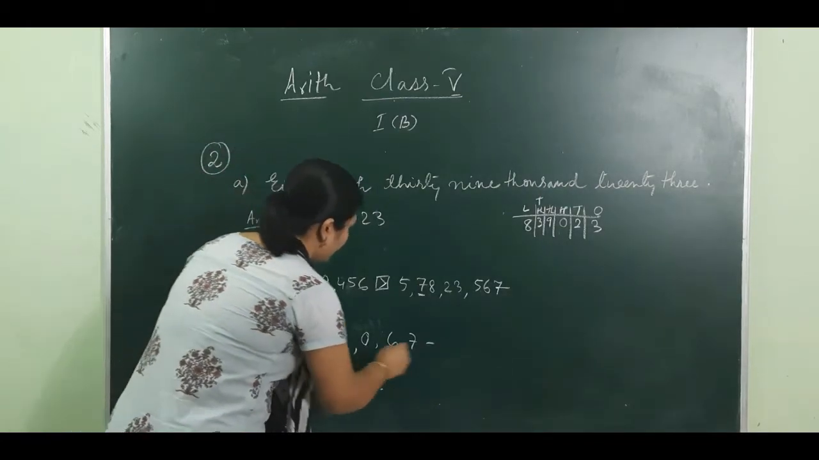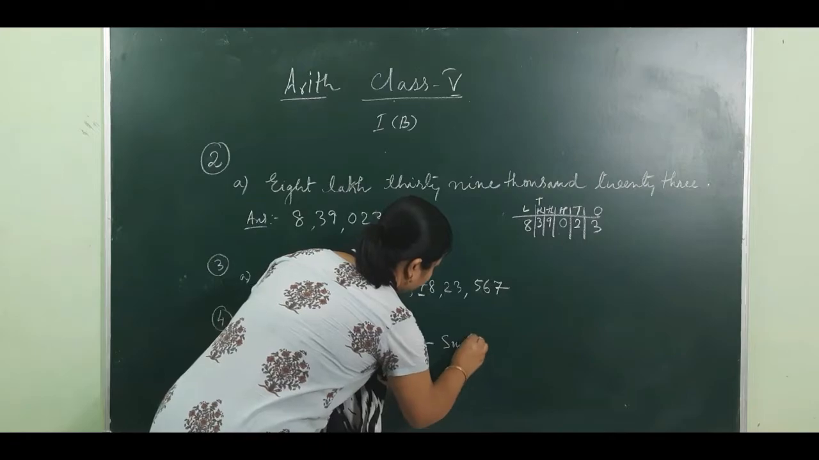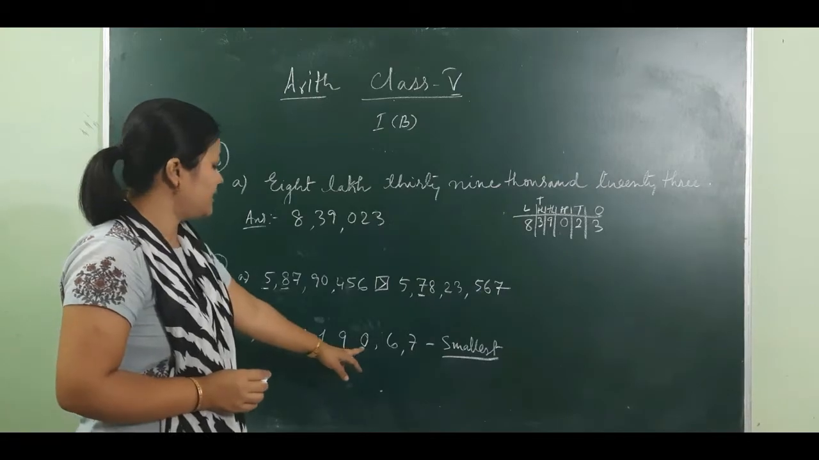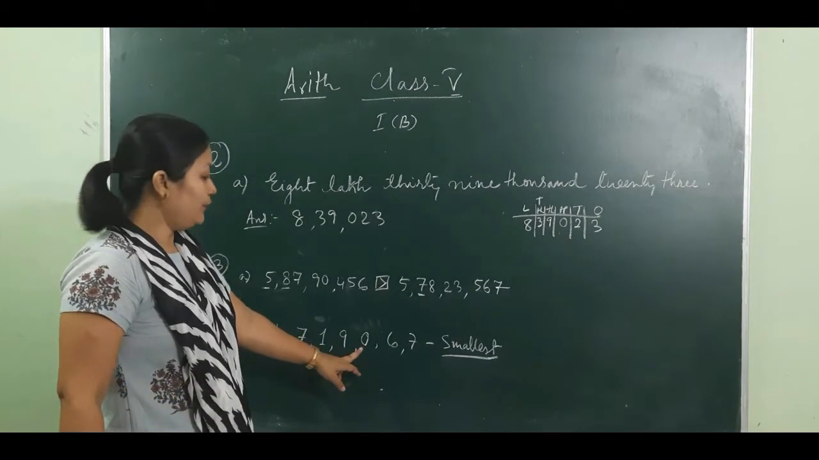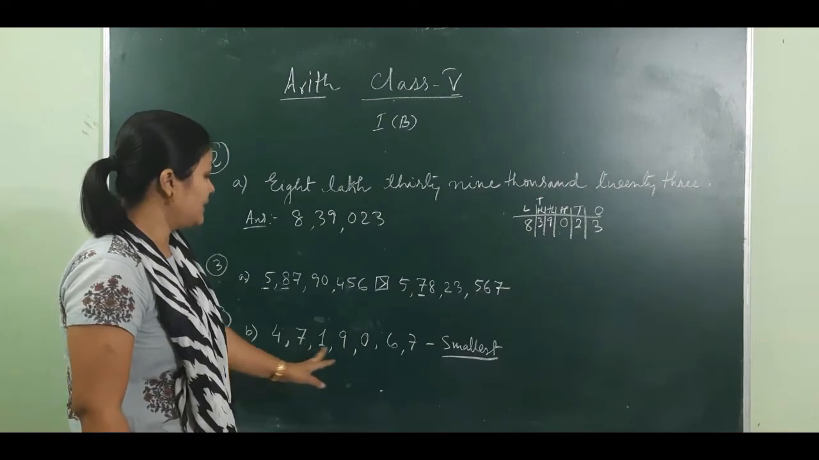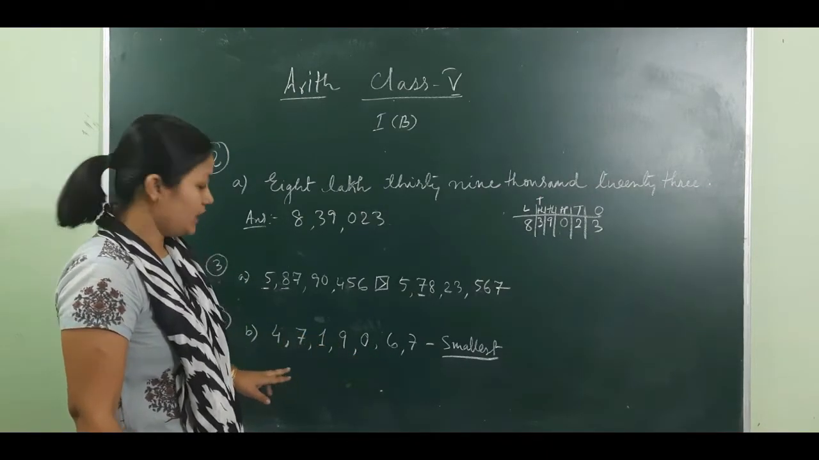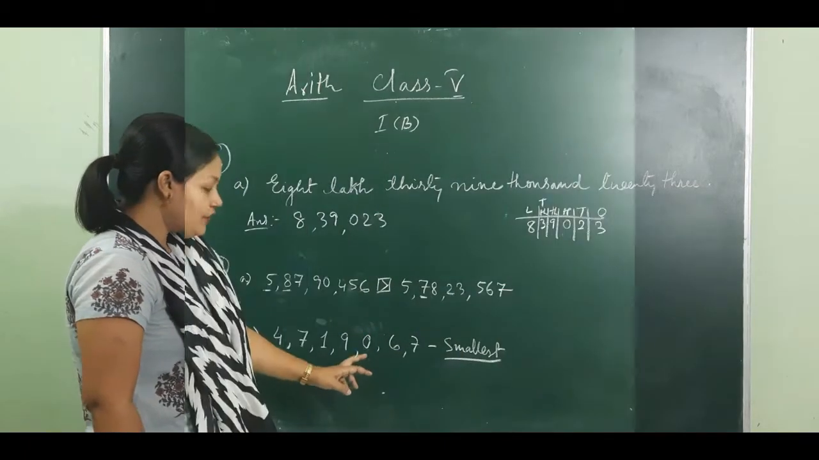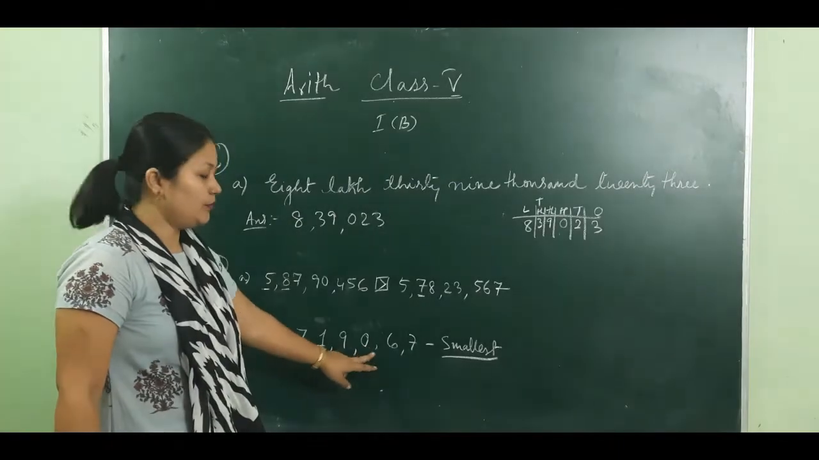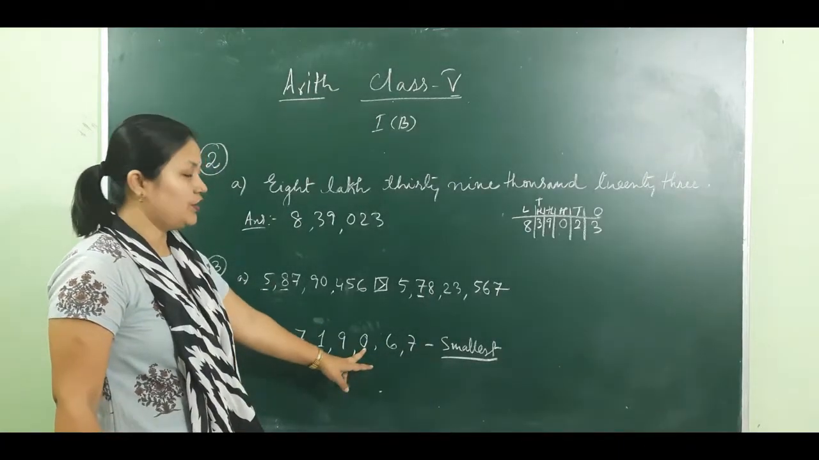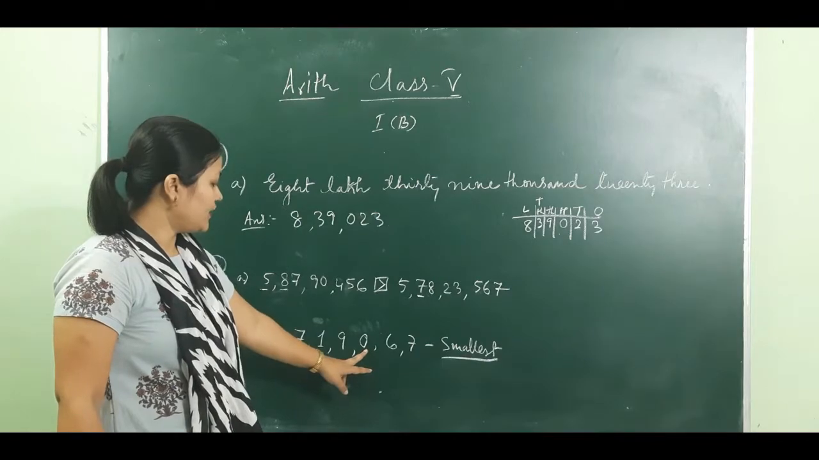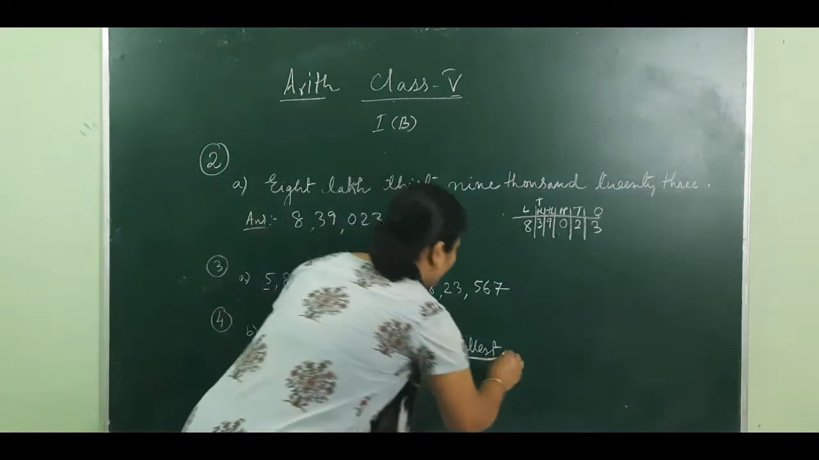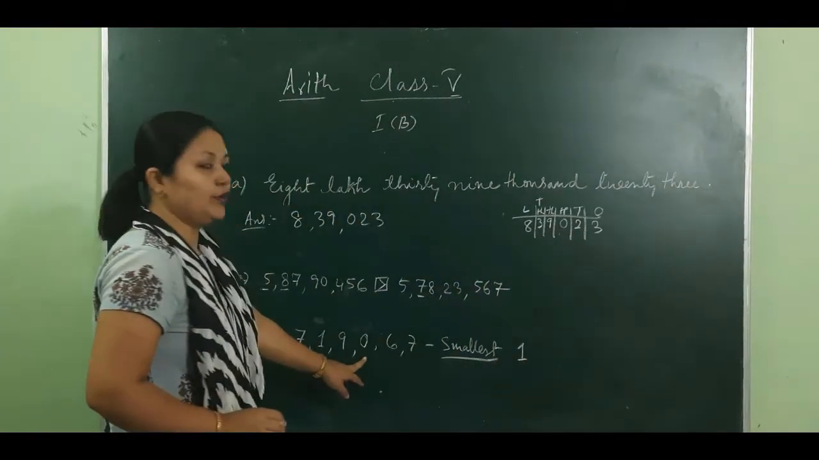To make the smallest number, the smallest digit is 0. But if we put 0 in the first digit, then the number will become 6 digits. How many digits are here? 1, 2, 3, 4, 5, 6, 7. 7 digits are there. If we put 0 in the first place, it will become a 6-digit number. So we cannot put 0 in the first digit. After that, the smallest digit is 1. So we will put 1 in the first place. After that, we can put 0.